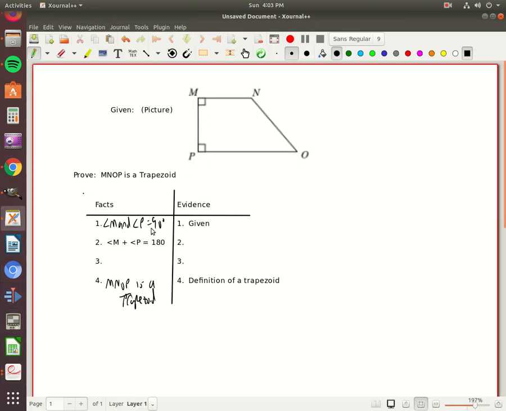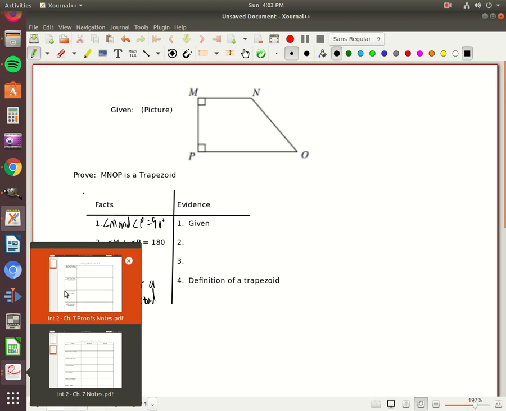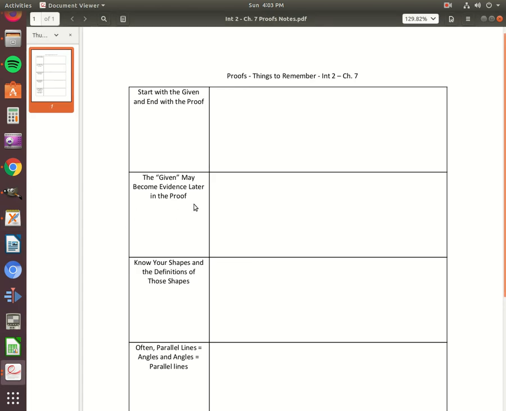It's given that these are 90 degrees. Am I going to say something as 90 degrees? I'm not sure that that's going to... It's not like they're saying, hey, these are perpendicular, and then I'm using that later, right? They're saying these are 90 degrees. That's not super helpful. So I don't think I'm really going to be able to make use of the given may become evidence later.